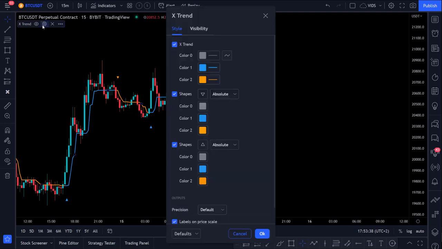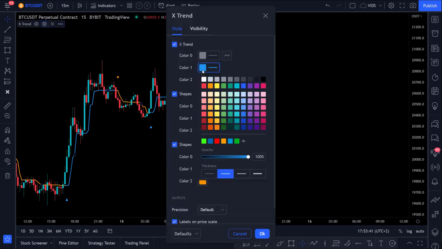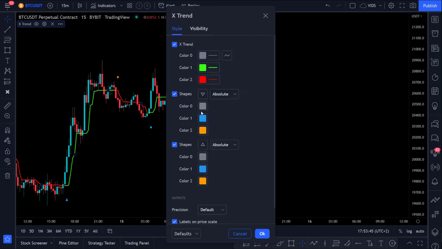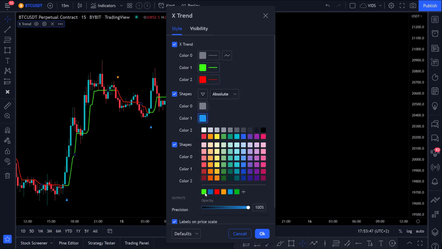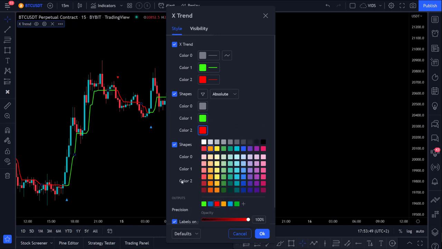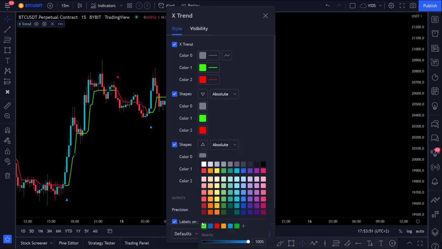We need to modify the indicator before we can use it correctly. The only thing we modify about this indicator are actually the colors. Make the blue colors all green and make the orange colors all red. This is going to help us find buy and sell positions later on.